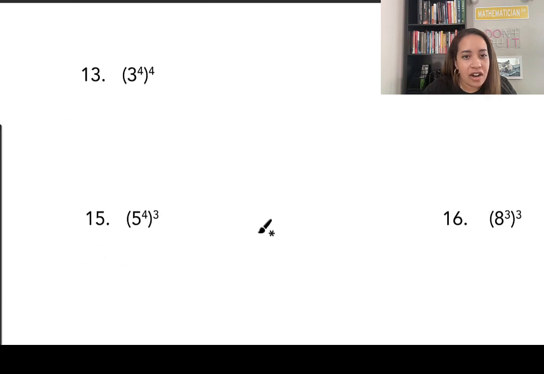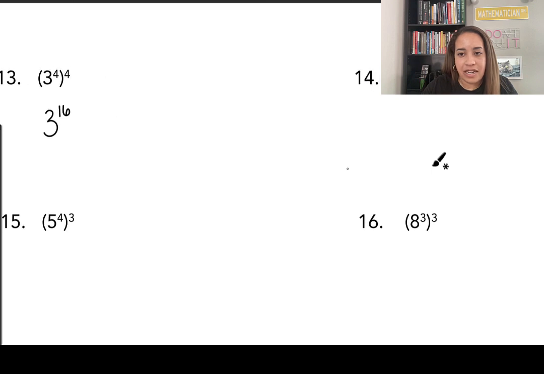Next, we're trying out a different type of problem. This is the power of a power rule. One thing that can remind you of what to do is your parentheses. We know that when we see parentheses, it means multiplication. So on problems that look like this, we keep the base the same and we multiply the exponents. 4 times 4 gives us 16. So 3 to the 16th power is our final answer.